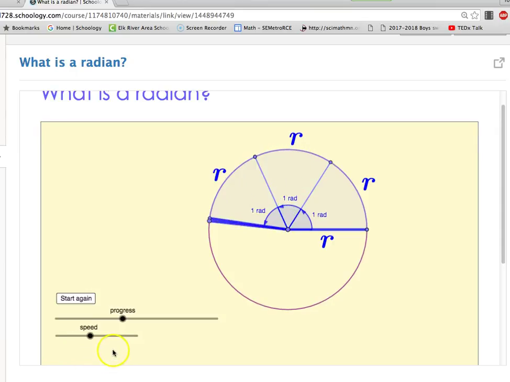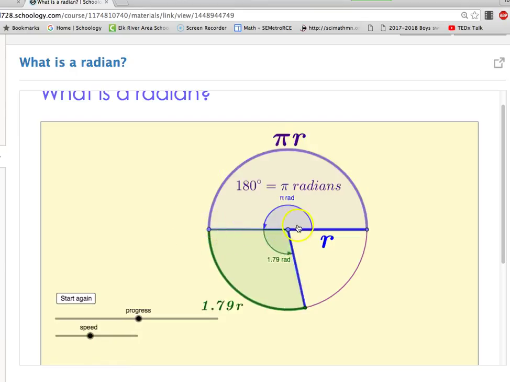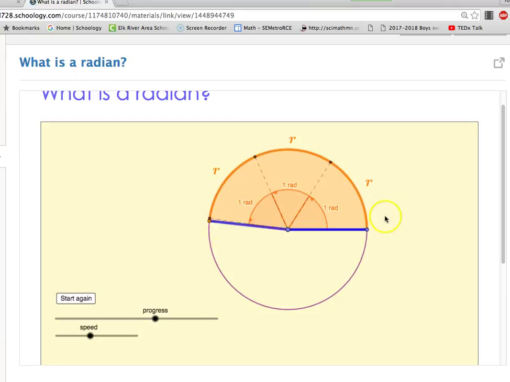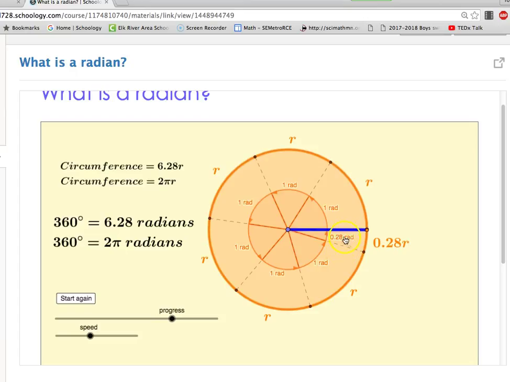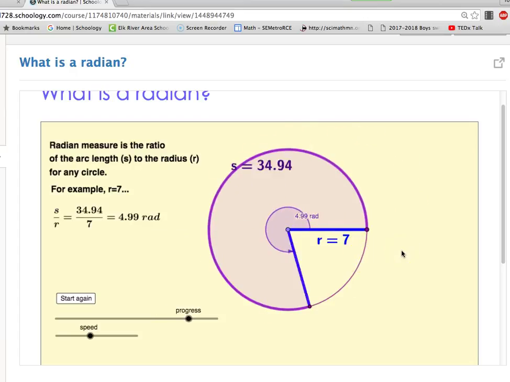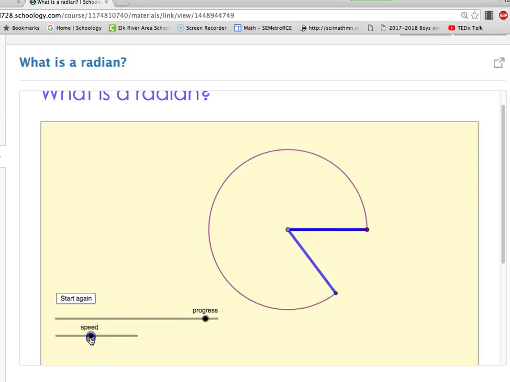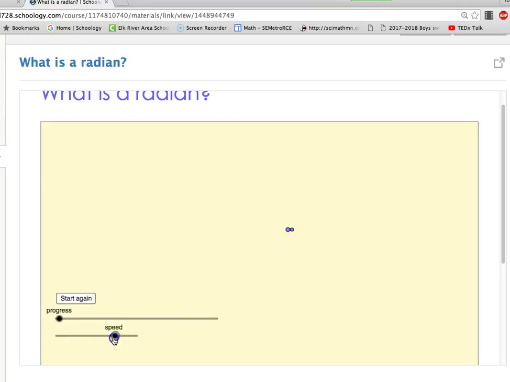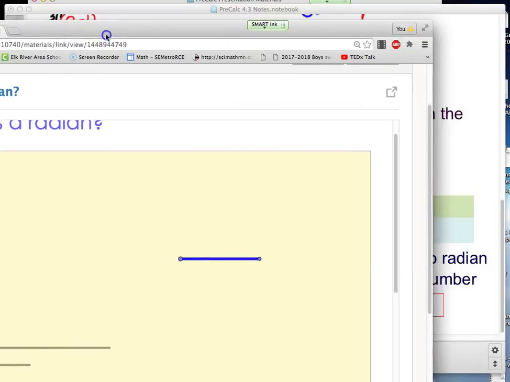And you'll notice that there's a little itty bitty space, 0.14159, and then we go all the way around. So this is pi, this is 2 pi, pi is 180, okay? And we're short 0.28 as we go around. Now, if you're interested in seeing this again, you can speed it up, slow it down, and it is available in Schoology, just to make sure you've seen what is a radian.